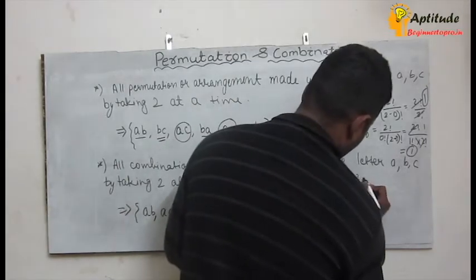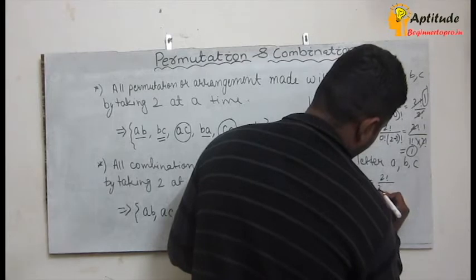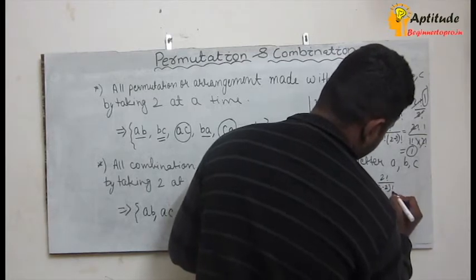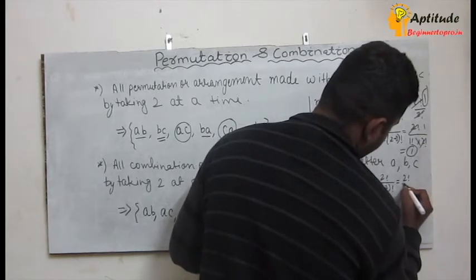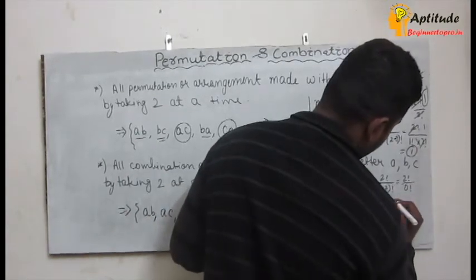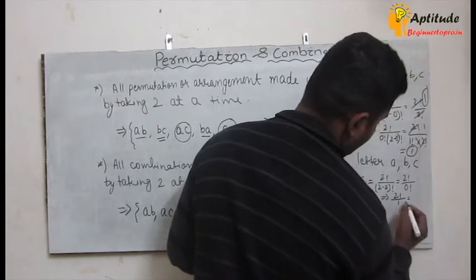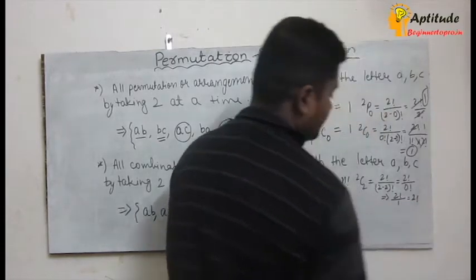See, if we need to find 2C2, we can write it as 2 factorial upon (2 minus 2) factorial, which is 2 factorial upon 0 factorial. 0 factorial is 1, so this is nothing but 2 factorial.